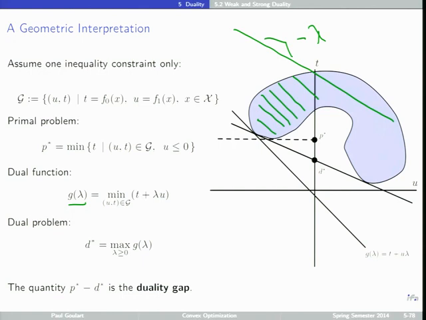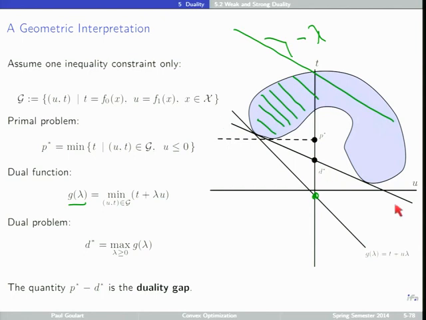I look at this point right there, and that's g lambda. So I pick a slope, I make a minus lambda sloping line, I push it down until it's about to fall off the figure, and I look at where it crosses. In this case, it crosses right here. And I do that for every lambda. So I take every possible slope.